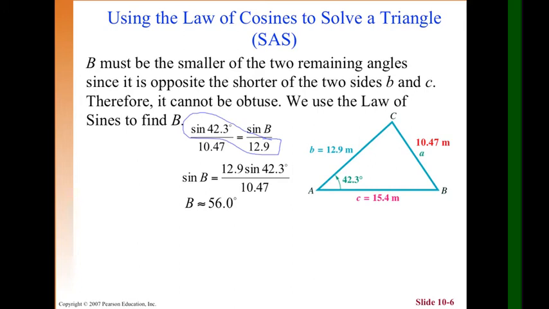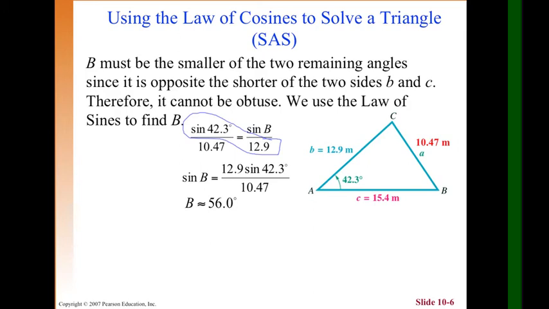So, let's try shift sine. And then, magagawa ako ng dalawang open, tawag dito, fraction. Wherein we will multiply 12.9 then sine 42.3 then all over 10.47. Ayan.